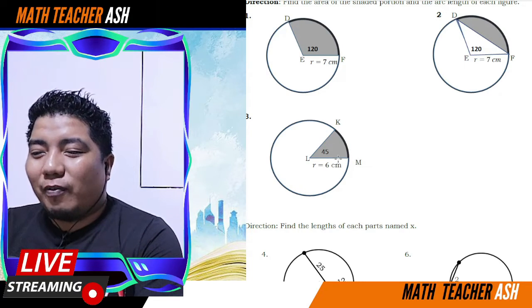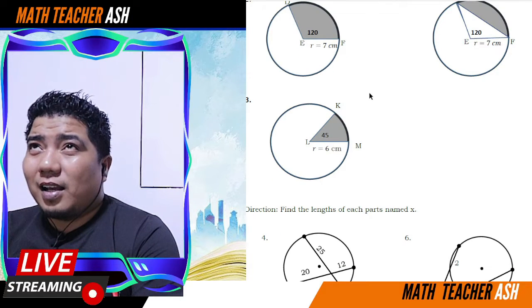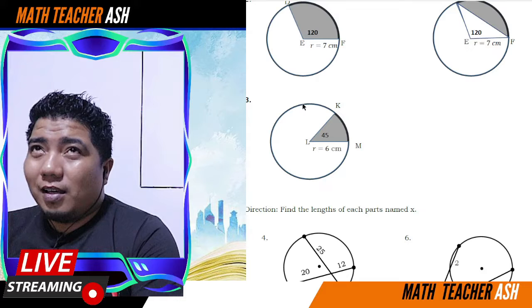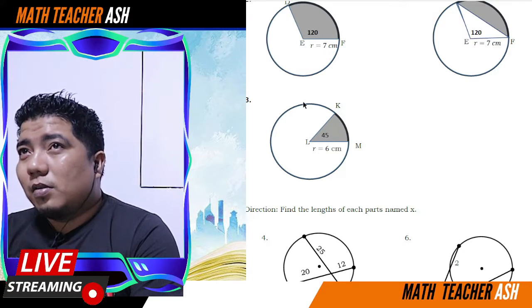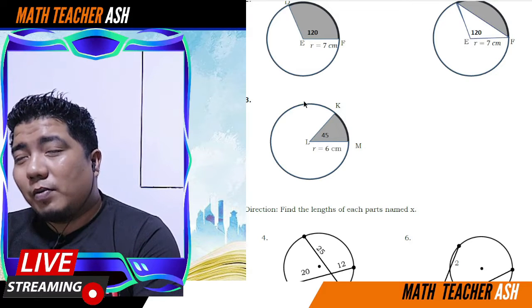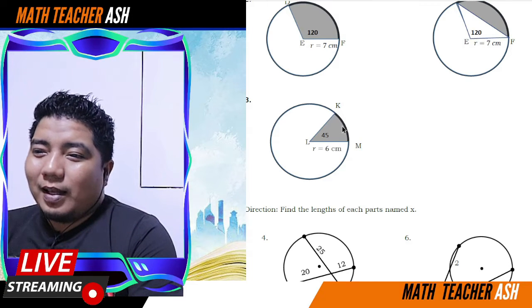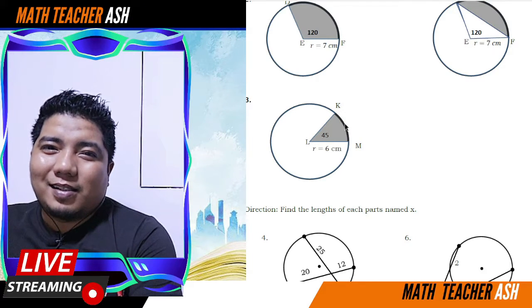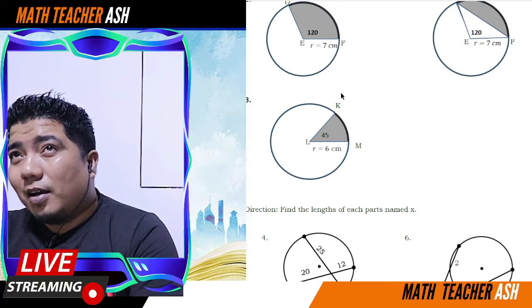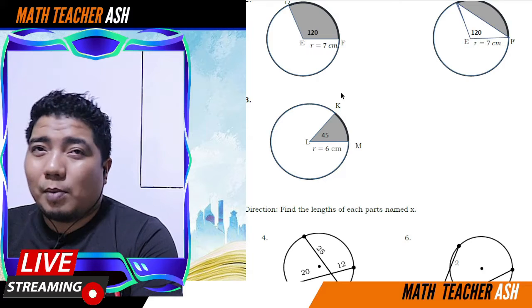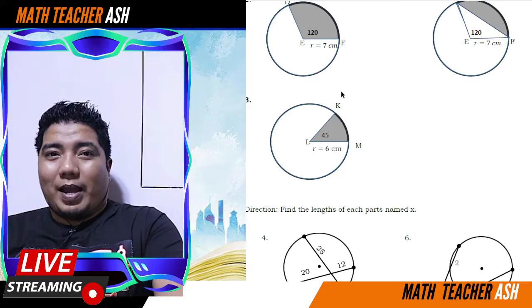Okay, how about here? 45. So 45 over 360. Technically, 180 is pi, tama, tapos 90 is 1/2 pi, so 45 is 1/4. Okay, so 1/4 ito. 1/4 pi times 6 squared. Okay, so 6 squared is 36. So 36 times 1/4, that will give you 9. So 9 pi. Okay, 9 pi.